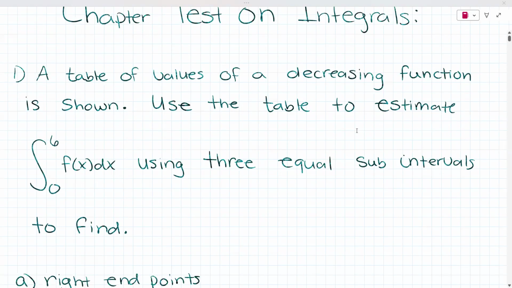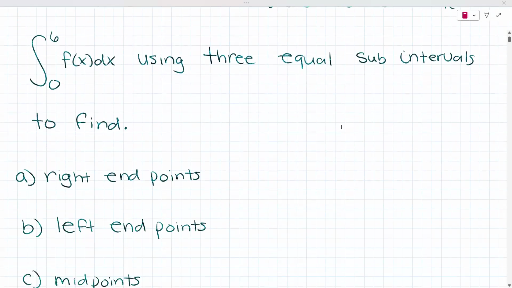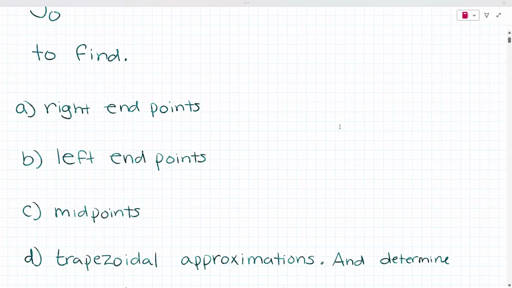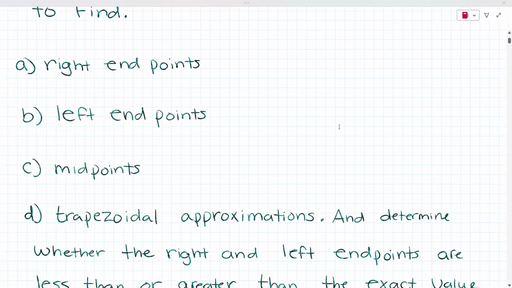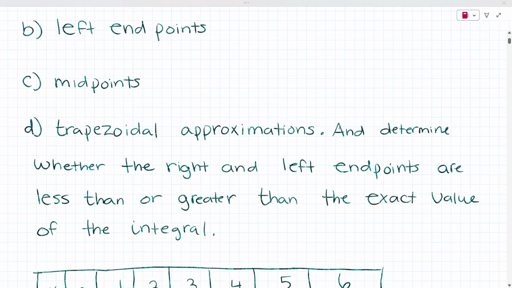The table of values of a decreasing function is shown. Use the table to estimate the integral from 0 to 6 of f of x dx using three equal subintervals to find A, right endpoints, B, left endpoints, and C, midpoints, and D, trapezoidal approximation, and determine whether the right and left endpoints are less than or greater than the exact value of the integral.